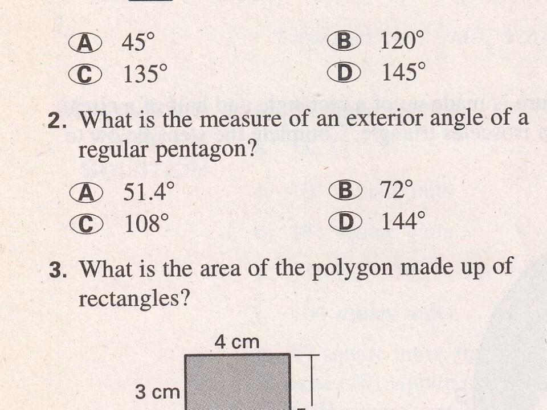Okay, number 2, what is the measure of an exterior angle of a regular pentagon? Okay, so remember, exterior angles always have to add up to 360. And if we're talking about a pentagon, how many angles are there? Okay, and that'll tell you how many degrees each exterior angle should be equal to.